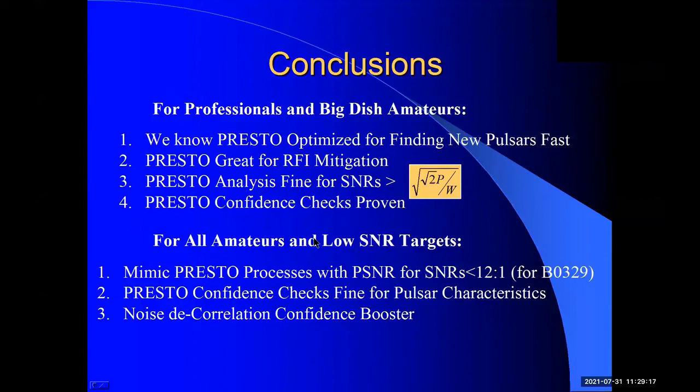But for all amateurs and with low signal to noise ratio targets, even big dishes can have low signal to noise ratio targets, to mimic the Presto processes with peak signal to noise ratio replacing chi-squared. The Presto confidence checks are fine for all pulsar characteristics, and the noise decorrelation technique I've shown you is a confidence booster. Thank you very much.